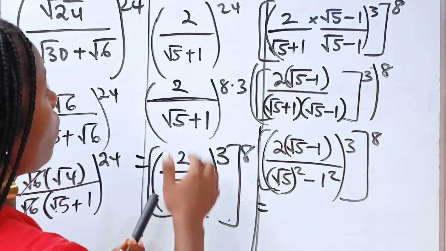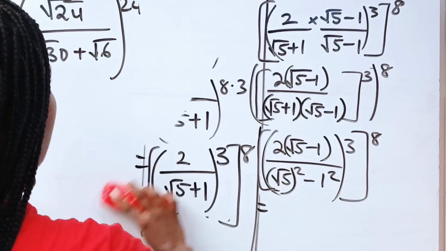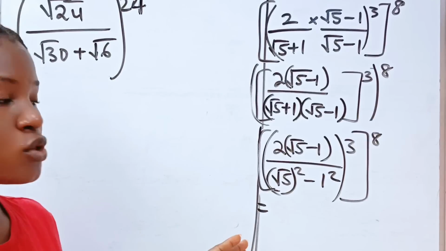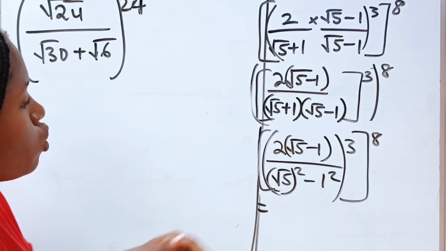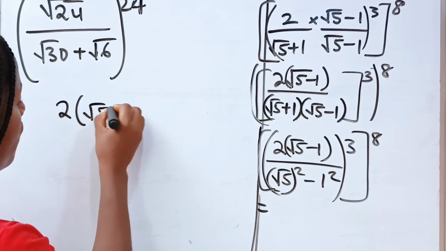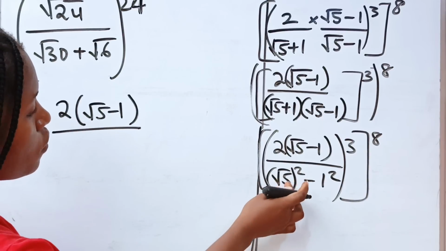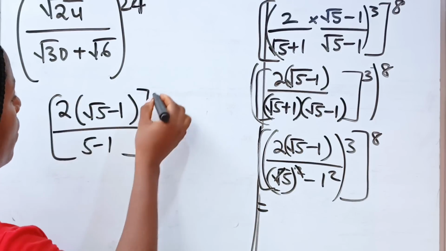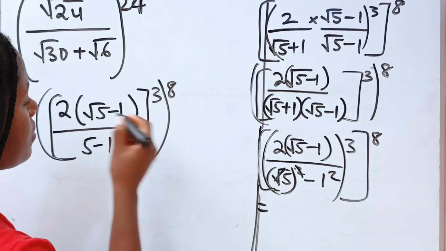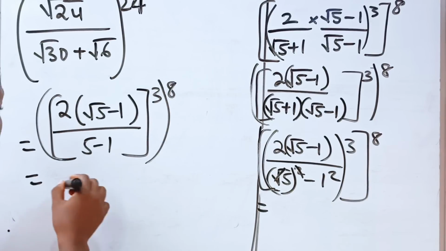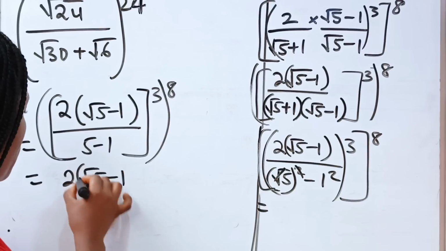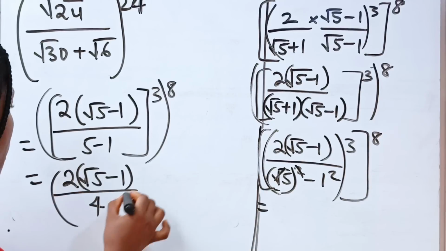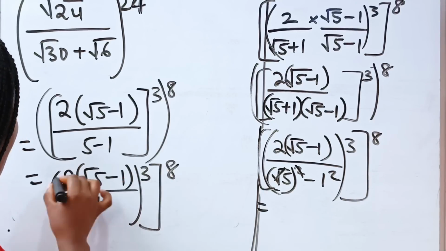Now this is equal to, let me continue from here. So what we now have is 2 multiplied by root 5 minus 1 divided by root 5 squared, which will give us 5, minus 1 squared is 1. Now raised to the power of 3, everything raised to the power of 8. Now this is equal to 2 root 5 minus 1, divided by 4. This is 2 multiplied by root 5 minus 1. Now everything raised to the power of 3, then raised to the power of 8.